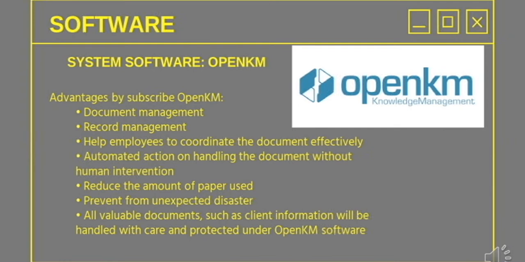For their system software, we suggest they use Open Knowledge Management, known as OpenKM. This program can assist the management to digitalize their records. OpenKM provides a variety of advantages by subscription, such as document management, record management, helping employees coordinate documents effectively, automated actions on handling documents without human intervention, reducing the amount of paper used, and preventing unexpected disaster. All the documents, such as client information, will be handled with care and protected under OpenKM software.